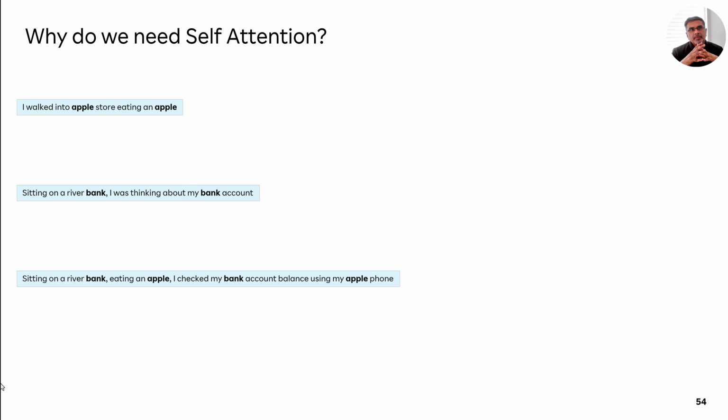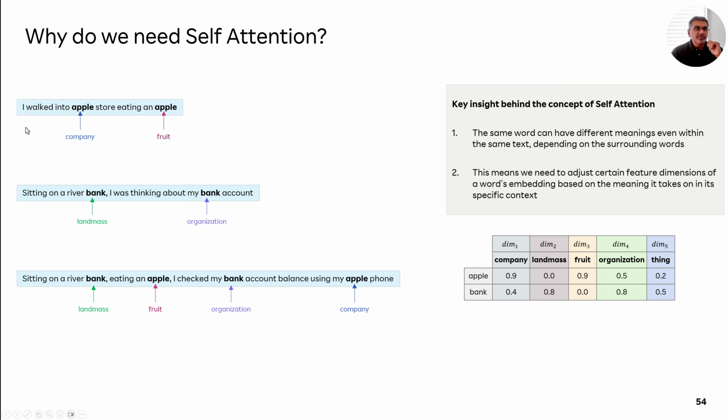The core idea behind self-attention is to recognize that the same word could mean different things in the context in which it appears. Let's take a few examples to understand this idea. So let's start with this first sentence. I walked into Apple store eating an apple. The second sentence is, sitting on a river bank, I was thinking about my bank account. And the third sentence is, sitting on a river bank eating an apple, I checked my bank account balance using my Apple phone.